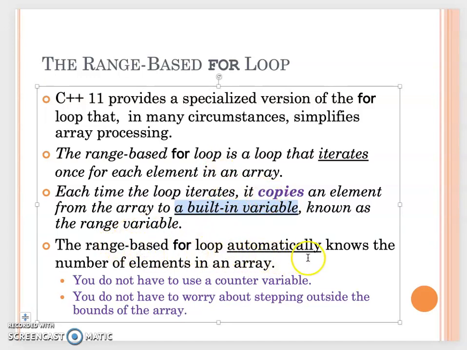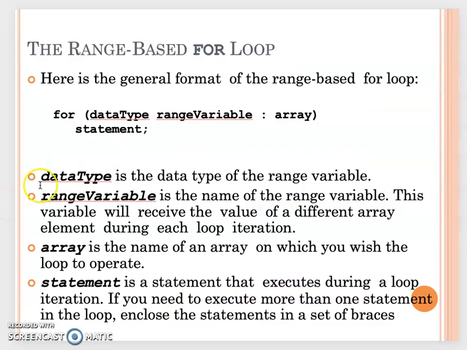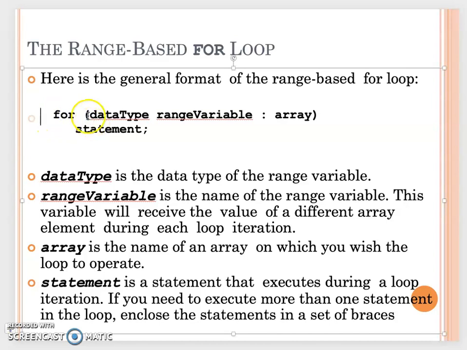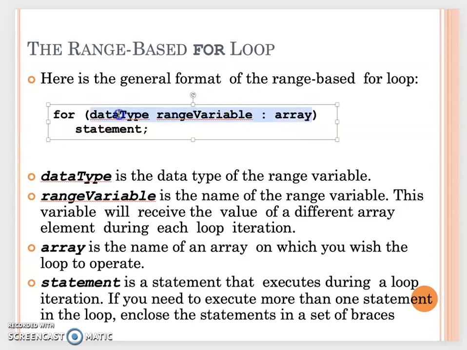The range-based for loop automatically knows the number of elements in the array, because that comes from the compiler. So you don't have to use a counter variable for the index, and you don't have to worry about stepping outside the bounds of the array. That's what we call the range-based for loop. The syntax looks like this. The general format is you still have your for keyword and your parentheses with some information. After that, your statement can be one statement or multiple statements. If multiple statements, of course, we need braces. Each iteration, we will execute the statements in the braces.